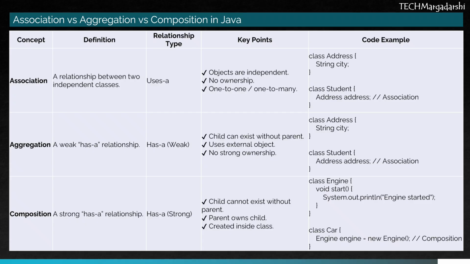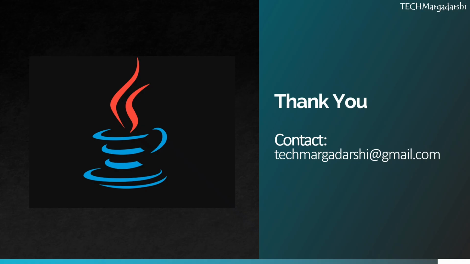So, in summary, association shows usage without ownership, aggregation shows weak ownership with independent objects, and composition shows strong ownership where the child depends completely on the parent. That brings us to the end of part 8.